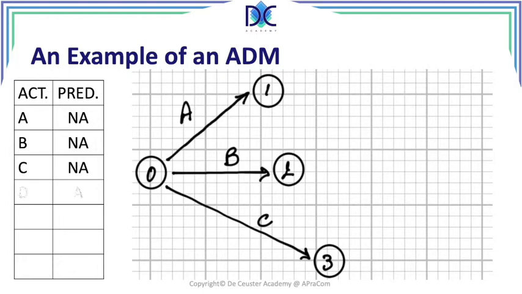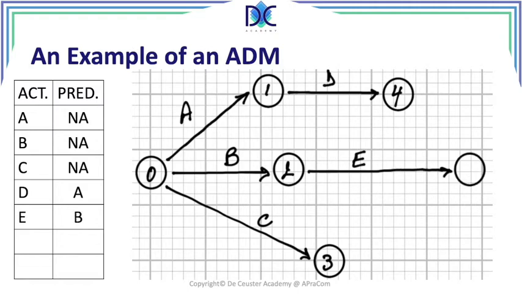Now we add a new activity. D is after A, so D starts at node 1 and ends at node 4. We do the same for B, so B has in fact the successor E. E starts in node 2 and finishes in node 5. Now we will see that 5 will be the end node. It's a little bit of experience, and of course I've been trying to do this before.